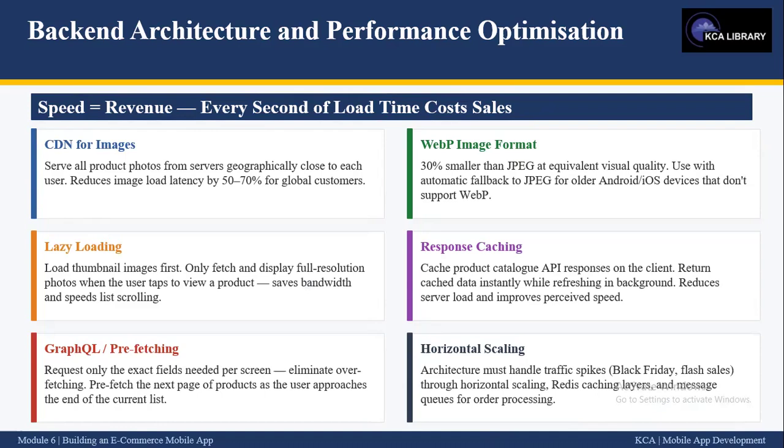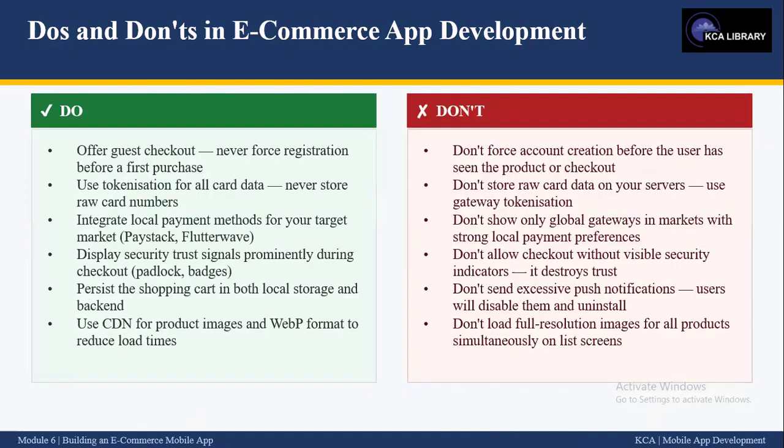Response caching. Cache product catalog API responses on the client. Return cached data instantly while refreshing in the background. Reduces server load and improves perceived speed. Horizontal scaling. Architecture must handle traffic spikes like Black Friday flash sales through horizontal scaling, Redis caching layers, and message queues for order processing.